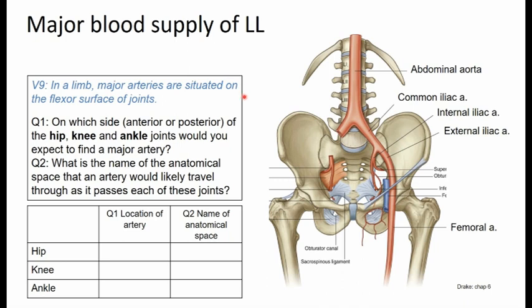So I'd like you to have a go at answering these two sets of questions. Firstly, on which side, anterior or posterior, of the hip, knee and ankle joints would you expect to find a major artery? And secondly, what is the name of the anatomical space that an artery would likely travel through as it passes each of these joints? You can post your answers on the discussion forum for feedback.